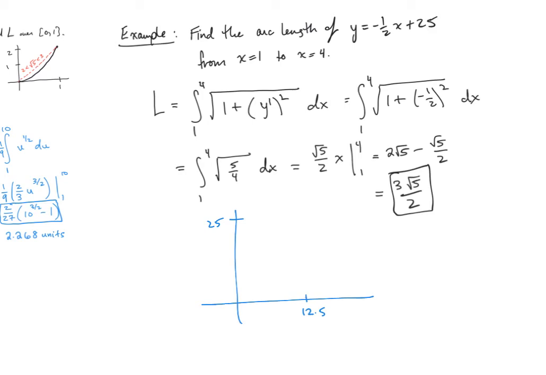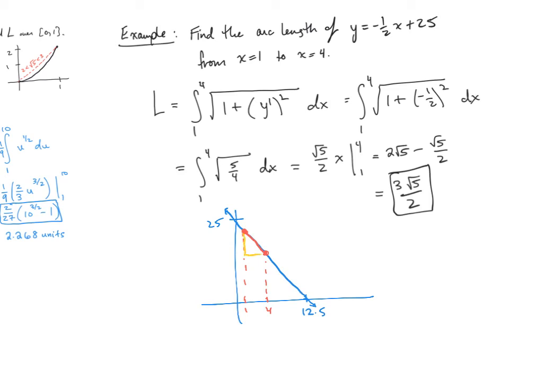So it looks like this. It keeps going, right? But we're only looking at it from 1 to 4. So let's say this is 1 and this is 4. So we're looking at the length of that piece of it right there. But it already is a line segment, right? And so we could just use the Pythagorean theorem on that.